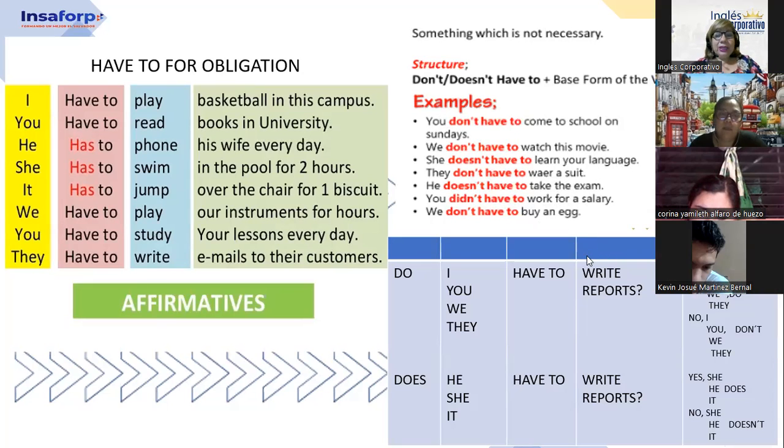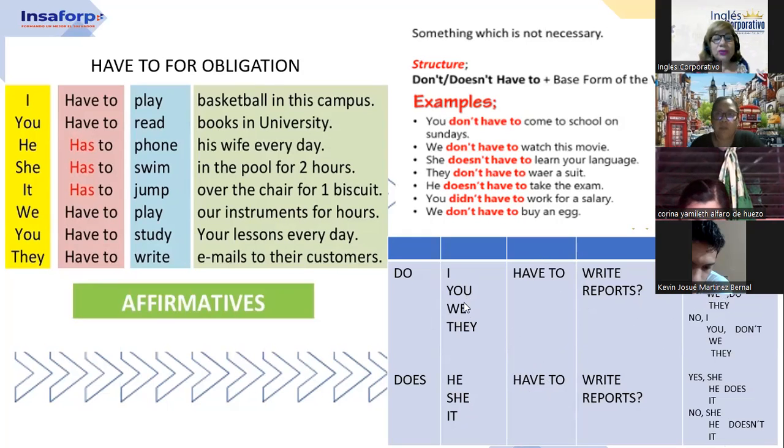Okay, also we can ask yes/no questions using the structure have to for obligations. And okay, you begin with the auxiliary do or does. Remember that do is for I, you, we, and they, and does is for she, he, and it. Immediately you have to. And then you have the verb in base form in the complement. The answers to these questions are short answers. And you answer using a personal pronoun, even if the question is using a name.